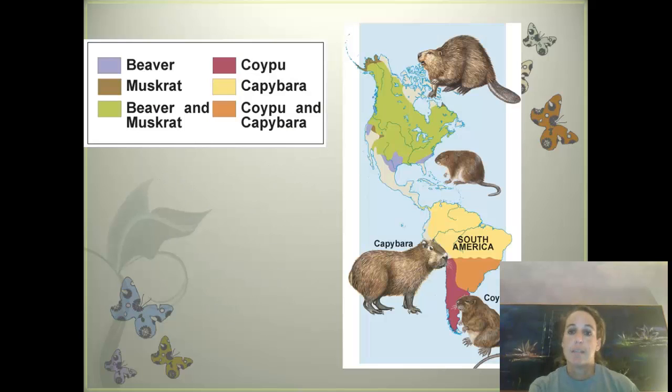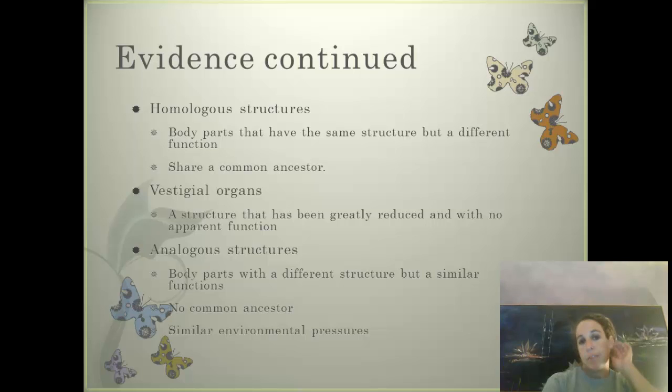And so you can see some examples of that. In North America, we have the beaver and the muskrat. And in South America, you have the capybara and the coypu. So the beaver and the capybara are similar to each other. You can see they look very similar, but they are different species. They don't have the same ancestor. But since they live in a similar climate, they had similar pressures put on them, similar competition for resources, so they have similar features.